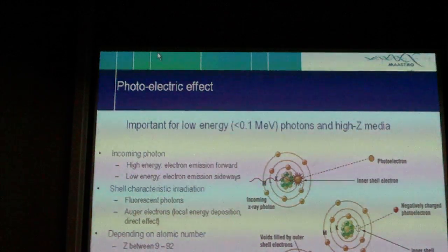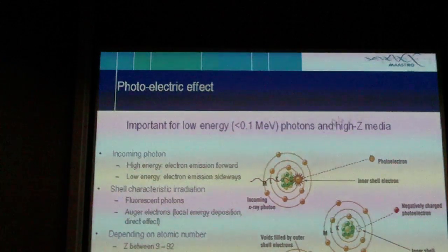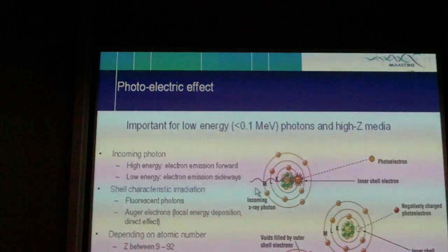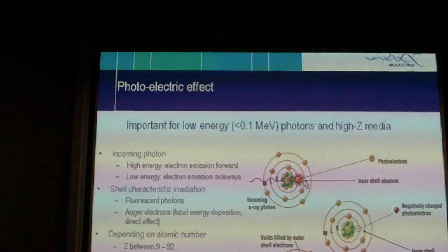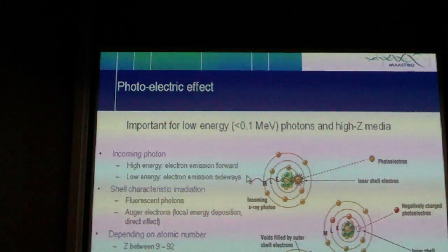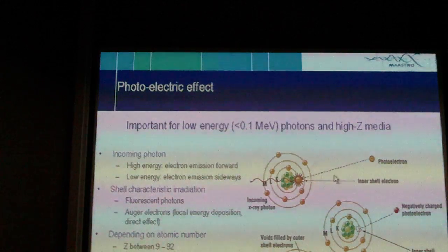When your energy levels drop below this 0.1 mega electron volt, you get the effect which is called the photoelectric effect. It's important for low energy, and it depends on the atomic number, the Z value of your atom. What happens is you get an incoming X-ray. This interacts with an inner shell electron, so not with an outer shell like the Compton effect, but with an inner shell, really the first ring of electrons around the atom. The photon interacts with this inner shell electron, and all the energy of this photon is completely absorbed. So you get a full absorption, and you get the emission of a photoelectron.